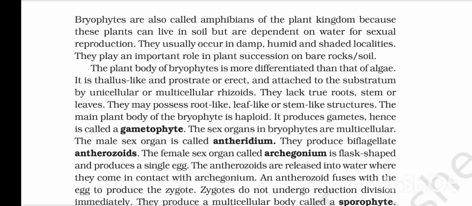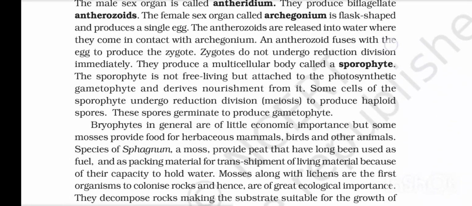The sex organs in bryophytes are multicellular. The male sex organ is called antheridium. They produce biflagellate antherozoids. The female sex organ, archegonium, is flask-shaped and produces a single egg. The antherozoids are released into water where they come in contact with the archegonium. An antherozoid fuses with the egg to produce a zygote.